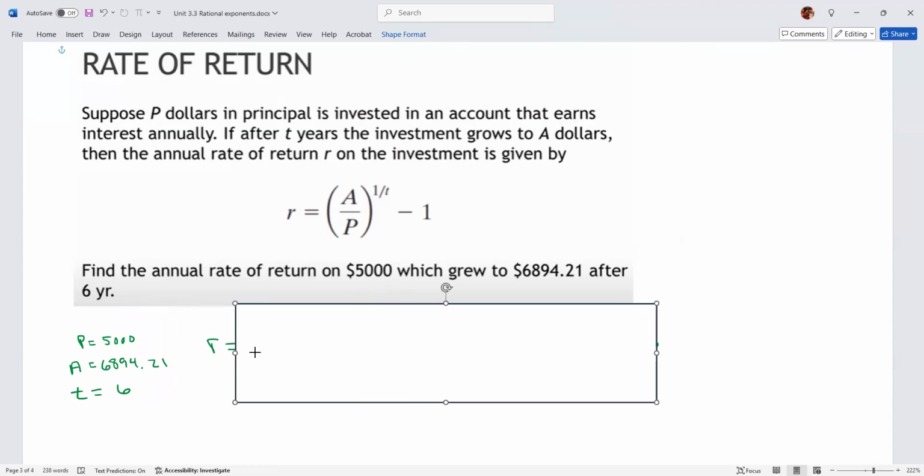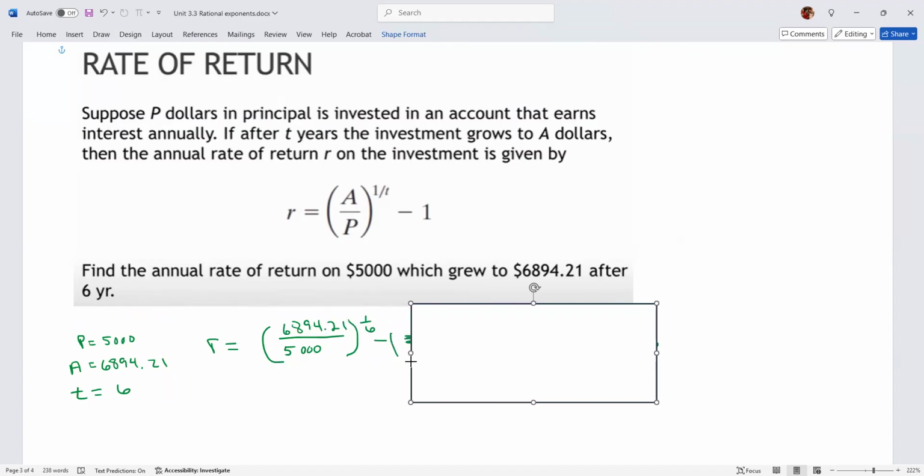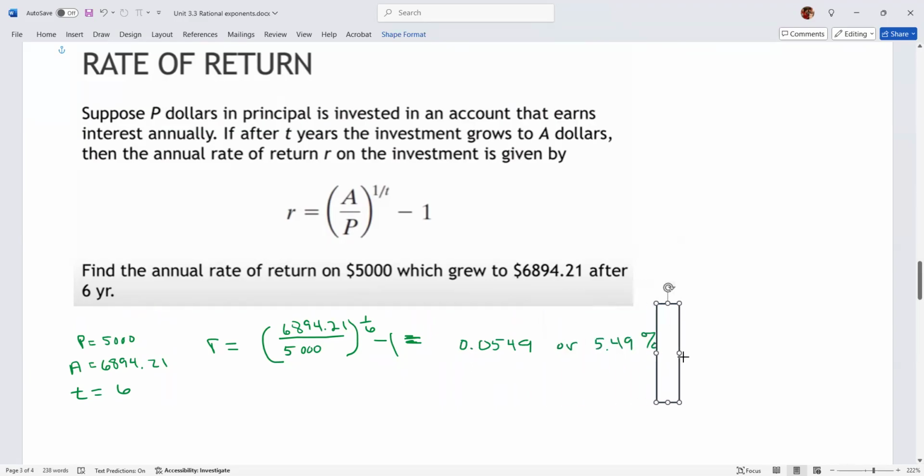What do you do? You simply plug it into the formula. So there's the values plugged in, and then I would do the division of 6894 divided by 5,000, and then raise it to the 1/6 power, and then subtract 1. I get that as a decimal. And so as an interest rate, and this is the decimal equivalent, it would be 5.49%. So pretty simple, just substitute in and just work your calculator.